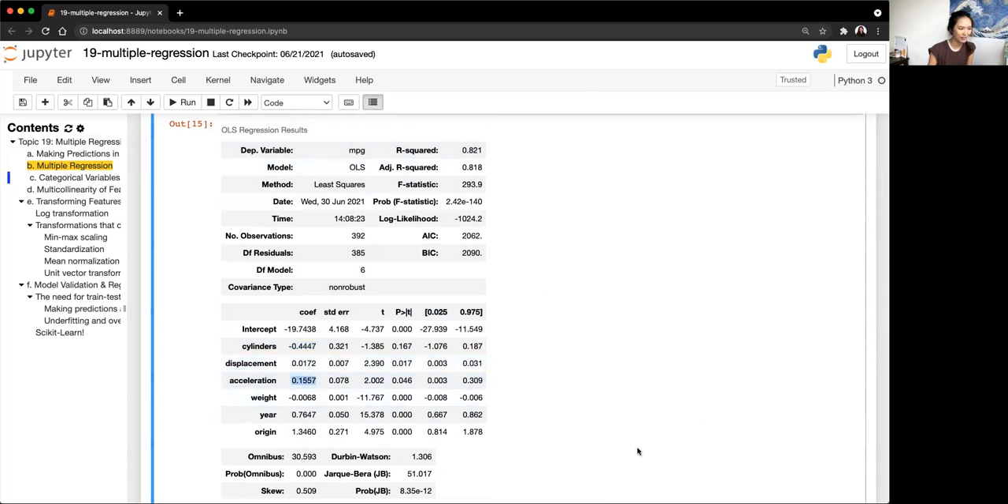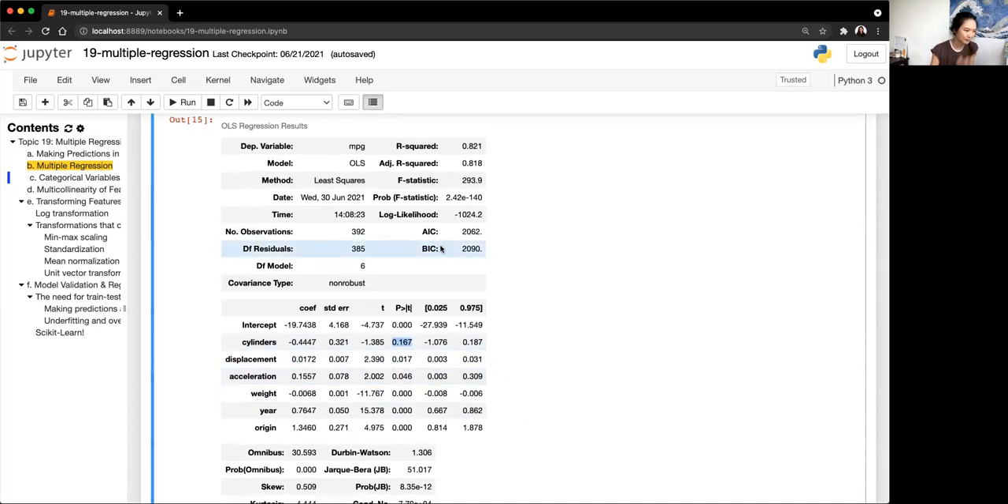Every increase in acceleration brings miles per gallon up by 0.15, so on and so forth. Now you can see that p-values, yesterday our p-values were all at 0, but in this case, we have a couple non-zero p-values. So how do we interpret that? This one is the highest one for cylinders. We have a p-value of 0.167.